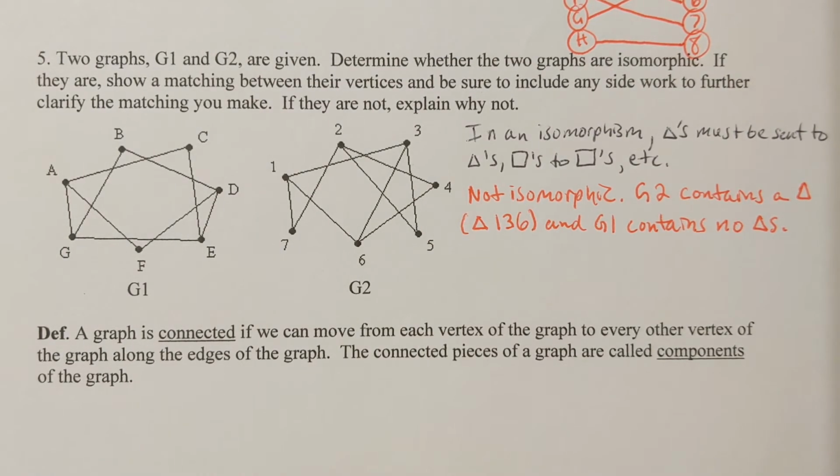Problem 5: two graphs G1 and G2 are given. Determine whether the two graphs are isomorphic. If they are, show a matching between their vertices, and be sure to include any side work to further clarify the matching that you make. If they're not, just give a quick explanation as to why not.